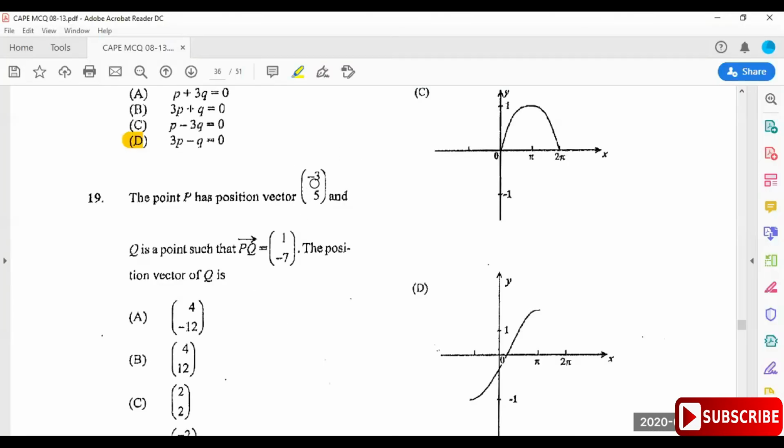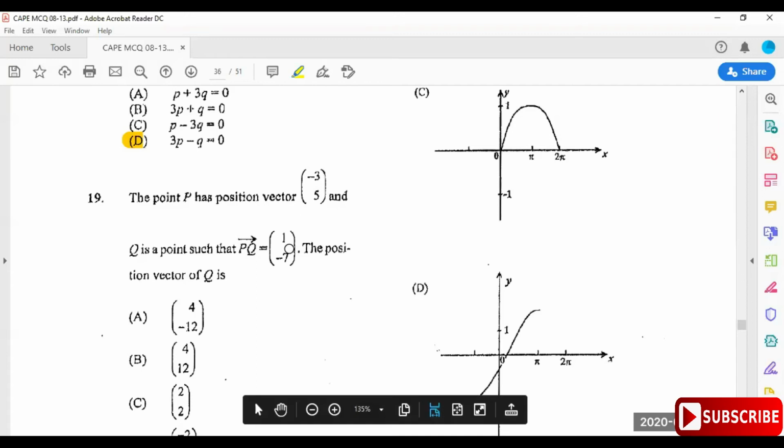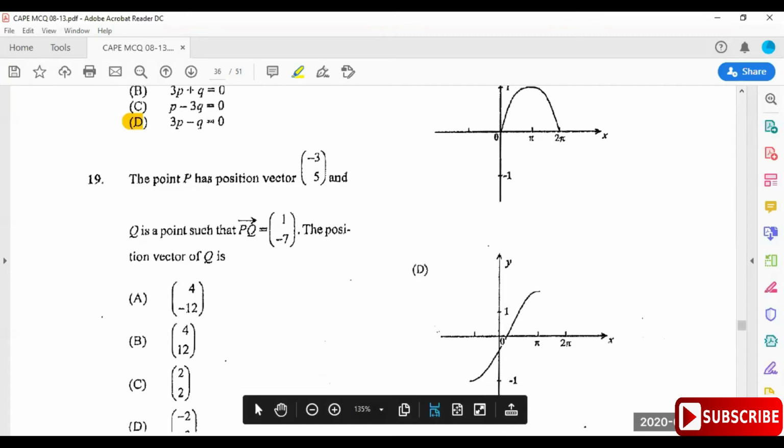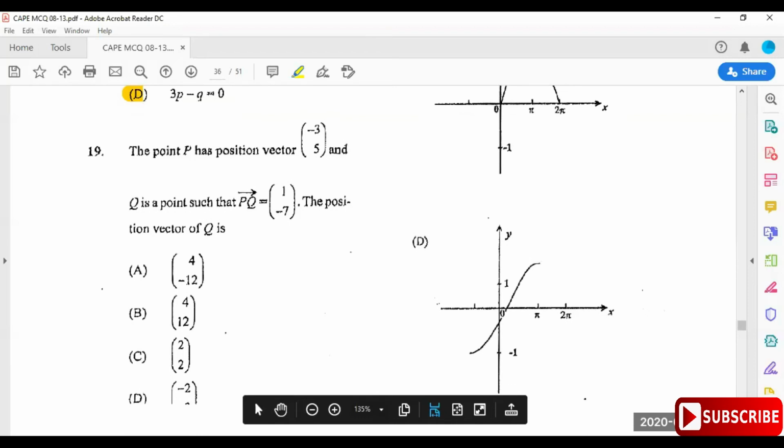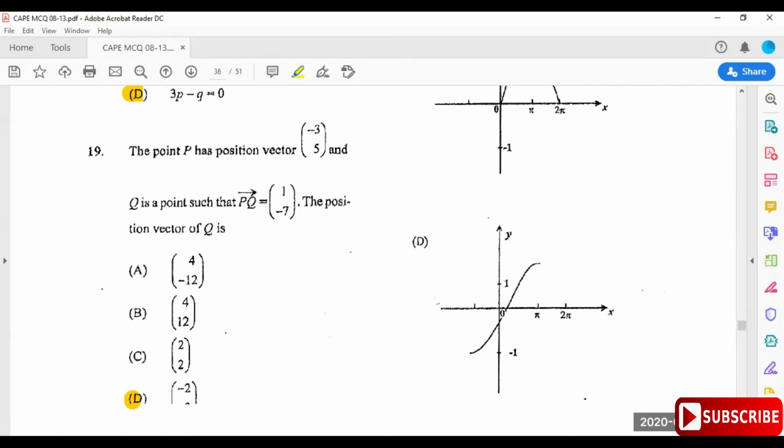So in order to add them, we add the two x coordinates. So minus 3 plus 1 is minus 2, and 5 plus negative 2. And so we're getting negative 2, negative 2. Looks like D. All right, D is the answer. Yes, so that's right. That's good.